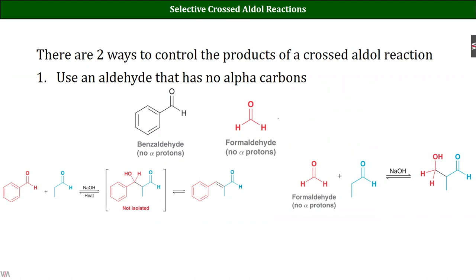One of the ways you can do that is to make sure that you only have one reactant that can act as a nucleophile. If you only have one that can make the enolate, that has alpha protons, you're only going to ever get one product.